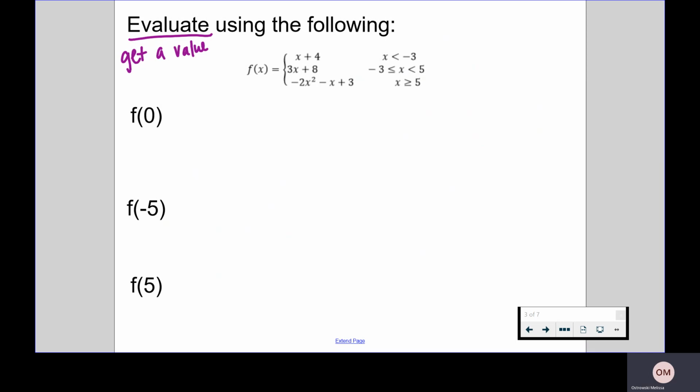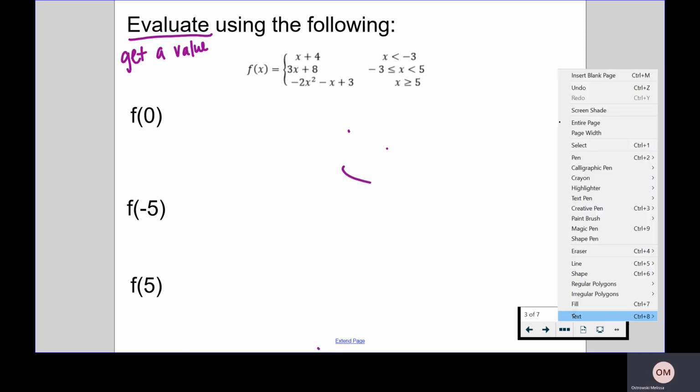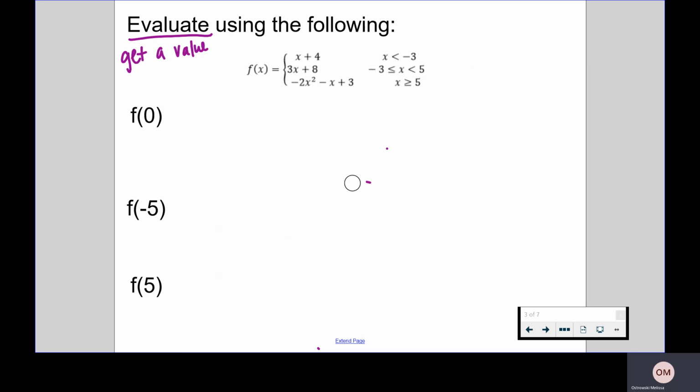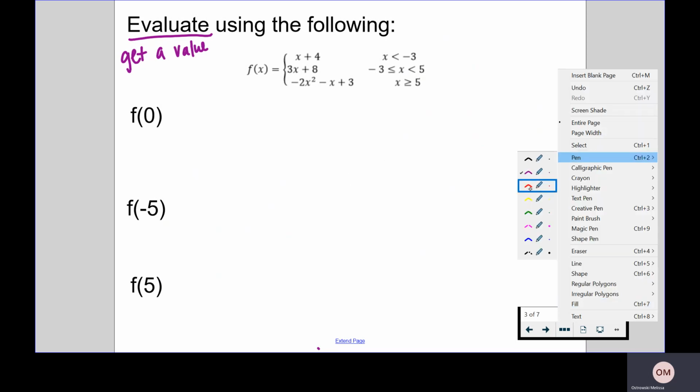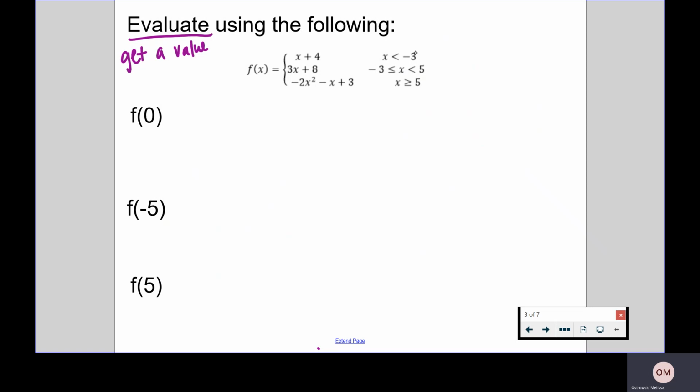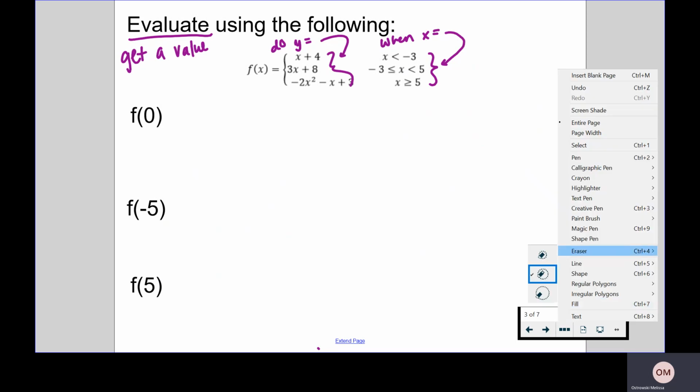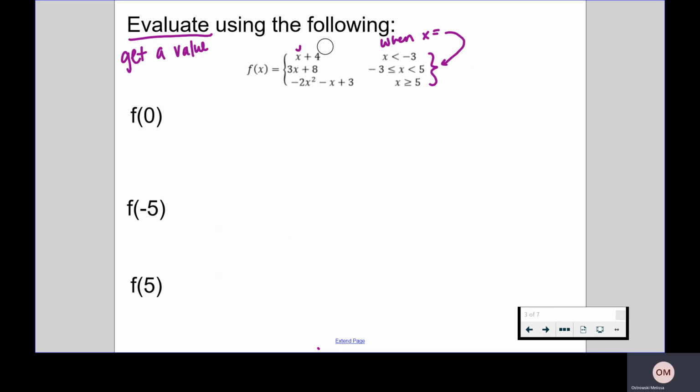So all of these are f of x. This is my piecewise. My piecewise is given to me. This is x is less than -3, between -3 and 5, and greater than or equal to 5. When x is this, do y equals this. Okay, but that's how you know what you're doing when. I'm going to rewrite that.